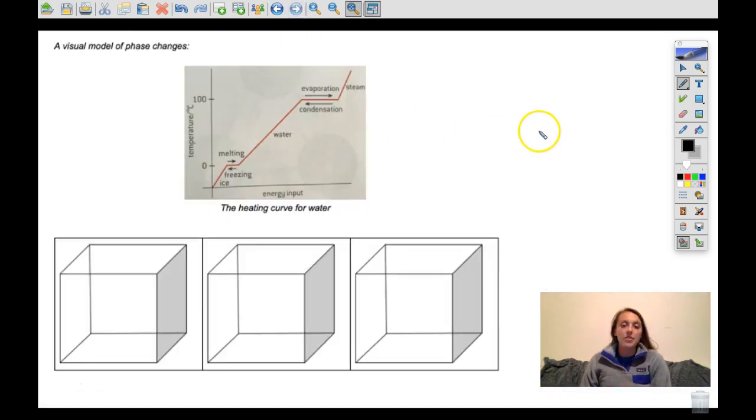Now, as in everything in science, we can make a visual model or a graph of what's happening. And we're going to come back to our states of matter diagram. So in this particular graph, we have temperature on the y-axis and the energy input on the x. So think of your energy input, especially because this is water, as like putting a pan of ice over the stovetop. So we're adding heat.